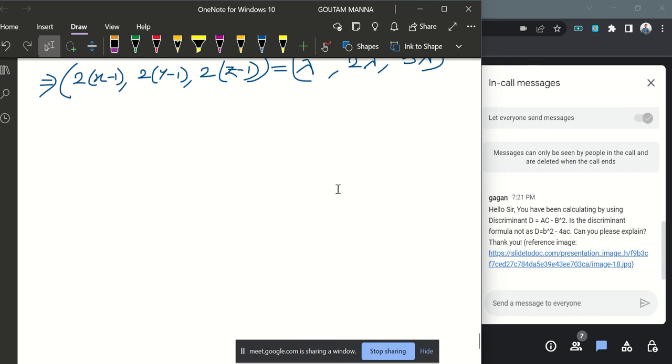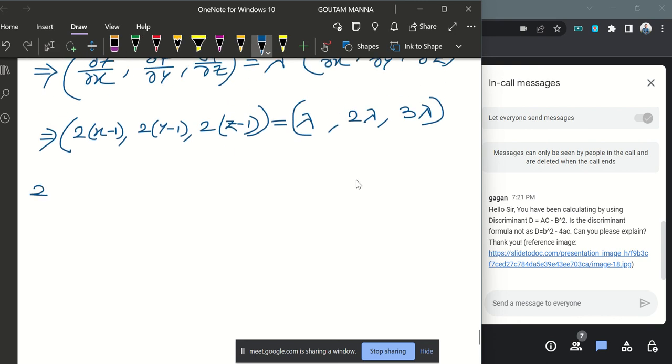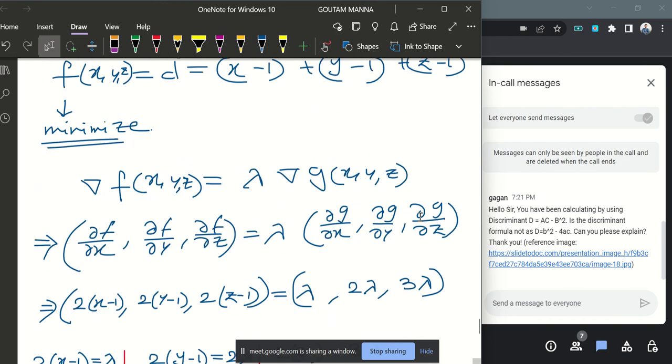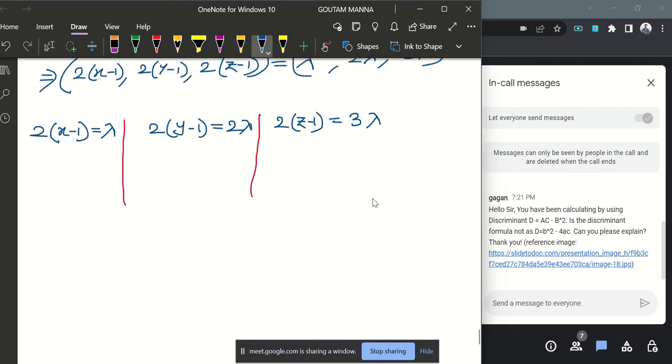So we basically have then 4 equations. The equations are 2(x minus 1) equals lambda, another one is 2(y minus 1) equals 2 lambda, the other one is 2(z minus 1) equals 3 lambda, and the last one is the constraint equation. Now if you express x, y, z as a function of lambda, then x equals lambda by 2 plus 1, y equals lambda plus 1, and z equals 3 by 2 lambda plus 1.